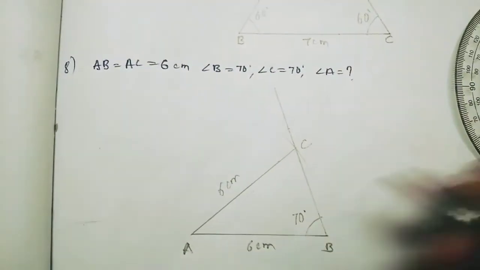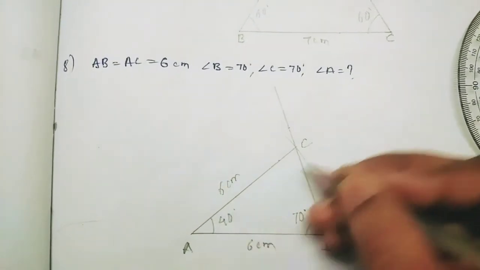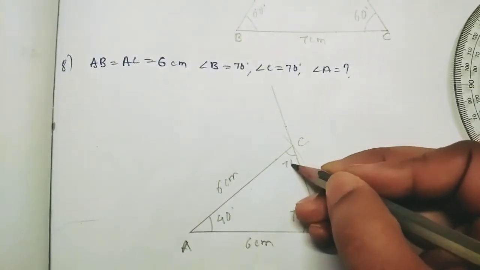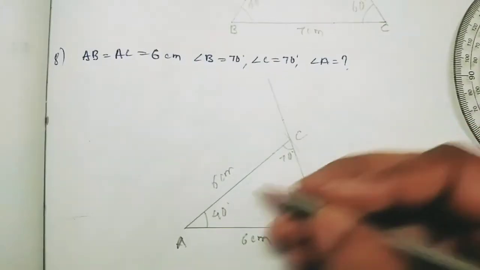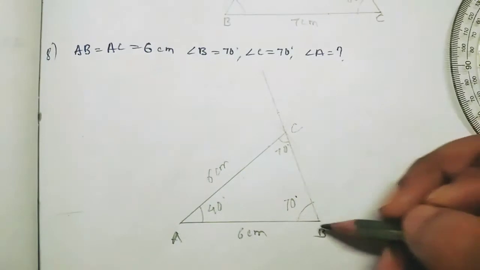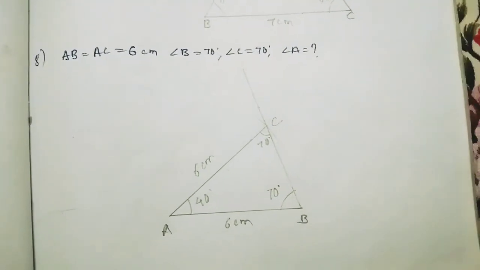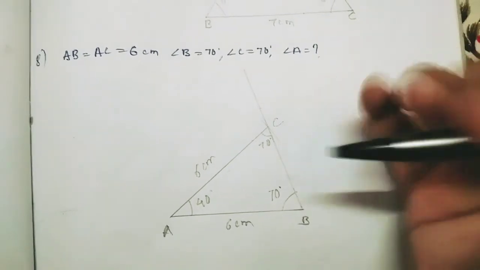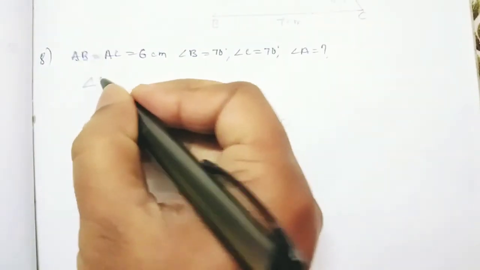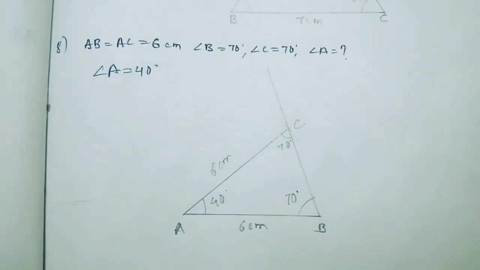So we have got angle A equal to 40 degree and angle C was given 70 degree. So at last we got angle A 40 degree by measurement. So this is our triangle ABC. So you will write like this: angle A equal to 40 degree. So this is the answer of this question.